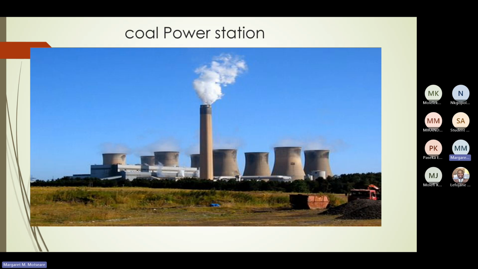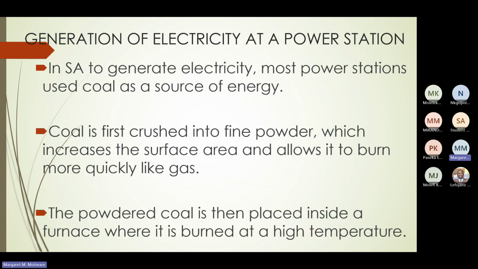And this is a picture of a power station. As you can see, there are so many towers here, and there is also smoke. There's a lot of work that is happening in that power station. And then let's look at generation of electricity at a power station. In South Africa, to generate electricity, most power stations use coal as a source of energy. There are a few of them that don't use coal, but most of them are using coal.